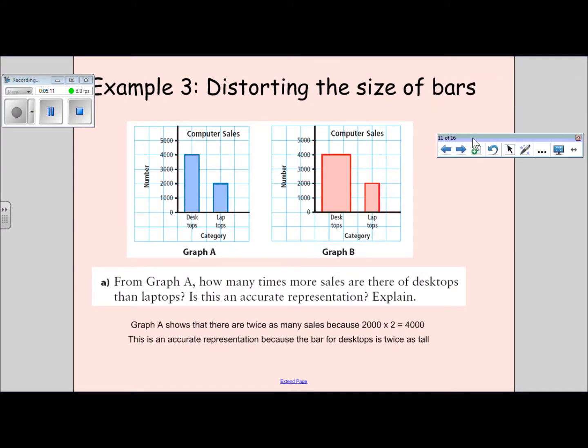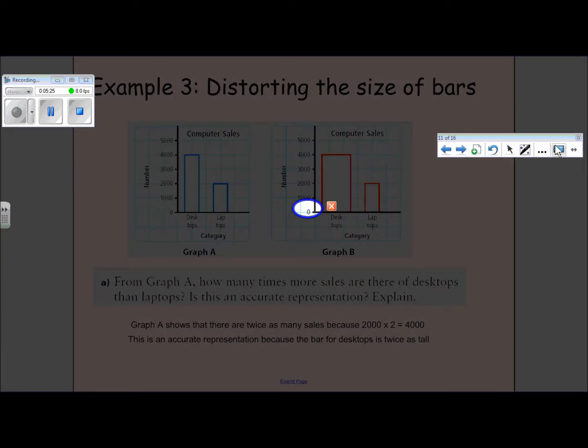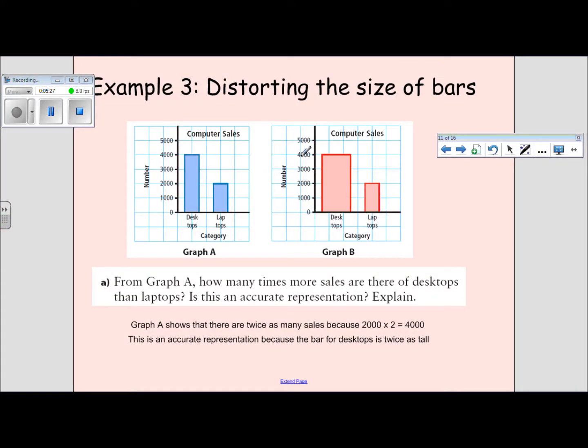We can also distort the size of bars, so you can see on the right-hand side how many times more sales there are of desktops than laptops. Is this an accurate representation? Well, we can say yes, because they're the same graph. This time there's no shortness at the bottom, and it goes up to 4,000 on both of them, which is fantastic. That's what you want. However, when you look at these graphs, this one is very, very wide, where this one is very, very narrow. On the right-hand side, it looks like there are a lot more desktops sold than laptops, just because it's 4 times the size.